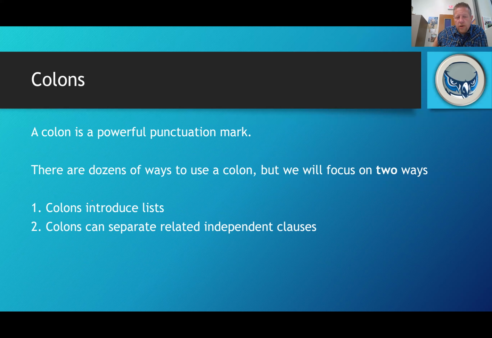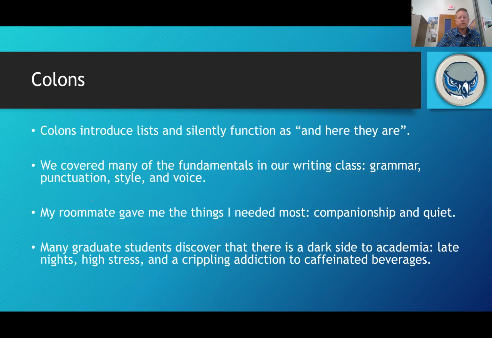And the second way is that colons can separate related independent clauses. We'll show you what we mean by talking about colons introducing lists. Colons can introduce lists, and what they're doing is silently functioning as a way of saying, and here they are. Let's look at our examples. We covered many of the fundamentals in our writing class, and here they are: grammar, punctuation, style, and voice. My roommate gave me the things I needed most, and here they are: companionship and quiet. Many graduating students discover that there is a dark side to academia, and here they are: late nights, high stress, crippling addiction to caffeinated beverages.